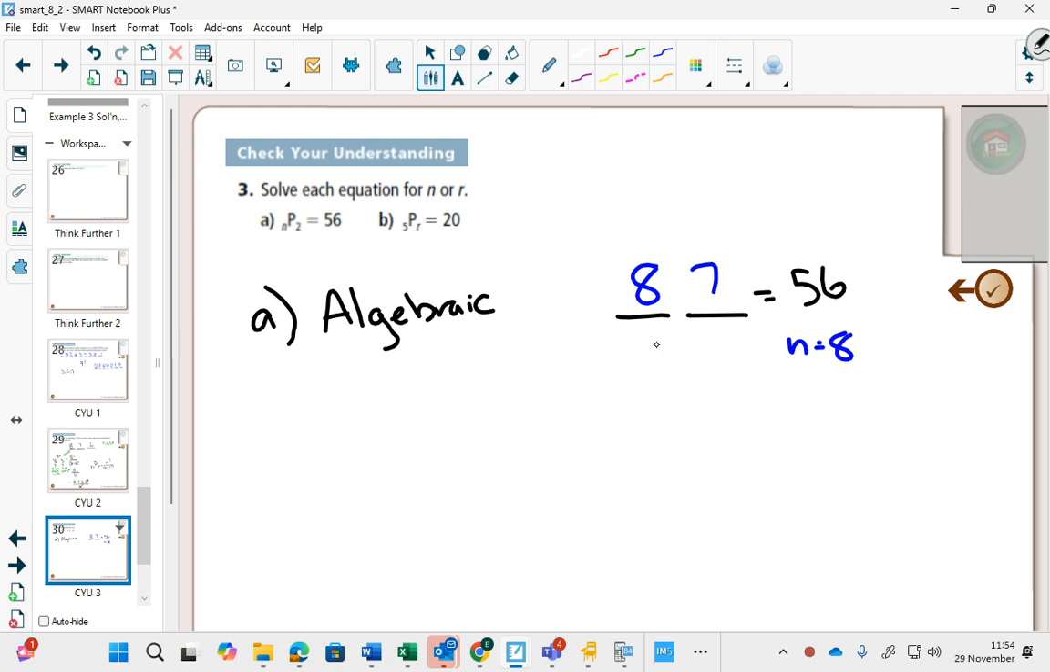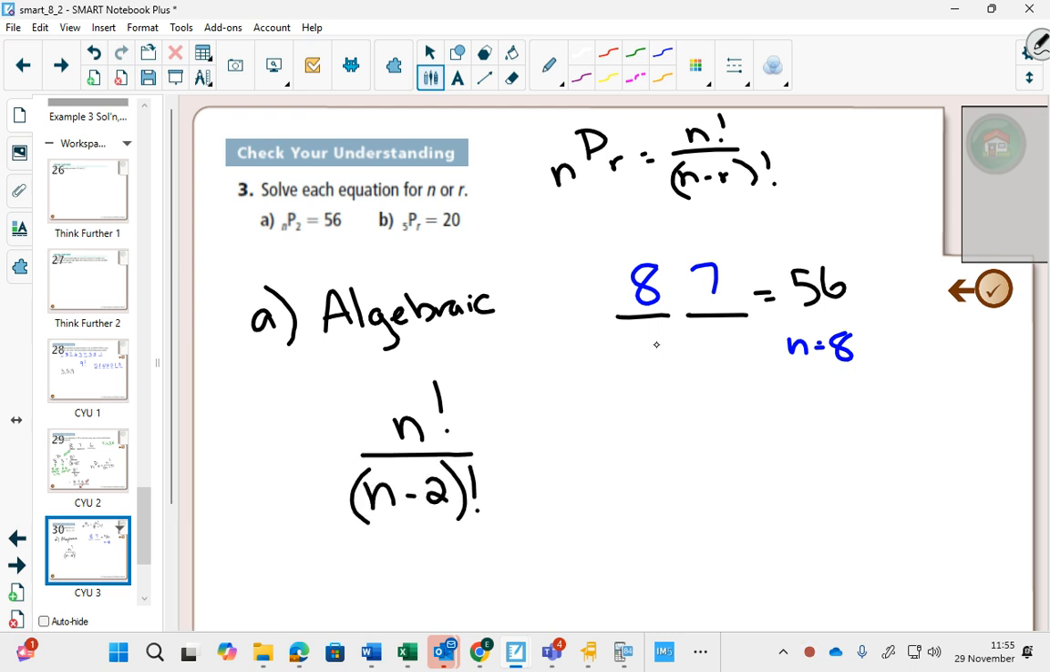said algebraic. Algebraically, what they want you to do is they want you to look on your formula sheet and say, this is the formula for NPR. So to start off with, NP2 would be n factorial over n minus 2 factorial equal to 56. You can simplify factorials if you're dividing them. Just the same way that we did 8 factorial over 5 factorial.